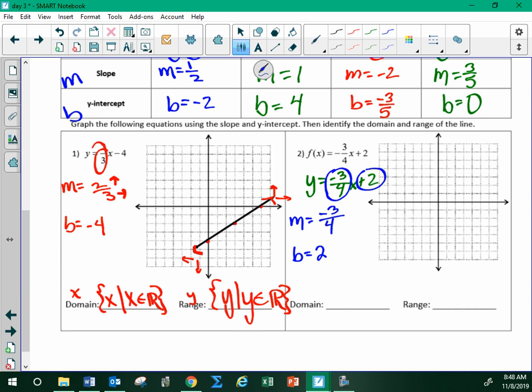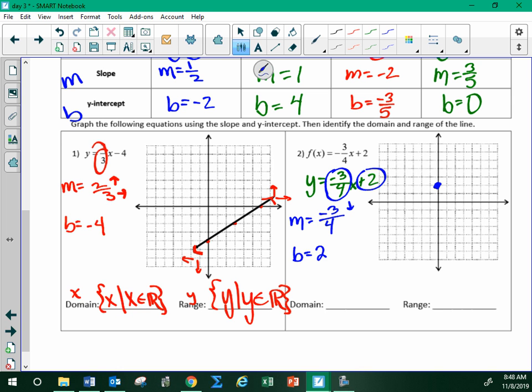So I have positive 2, so I count up 1, 2. And from here, I'm going to do my slope. So let's take a look at our slope. See how it says negative 3? That means I'm going to go down 3. Negative is down or left. Are you able to pick whichever number of the fraction is negative?